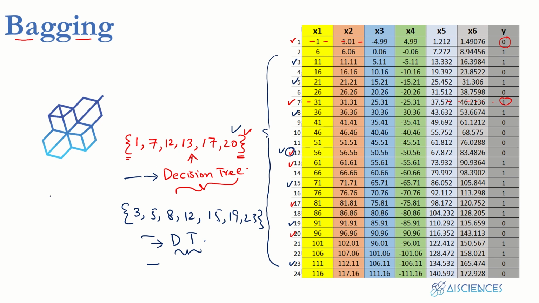So finally, all these decision trees are trained on different subsamples of the data. And when a test point appears, the test point is classified through the first decision tree if that's a classification problem.